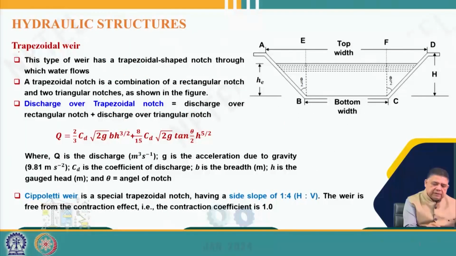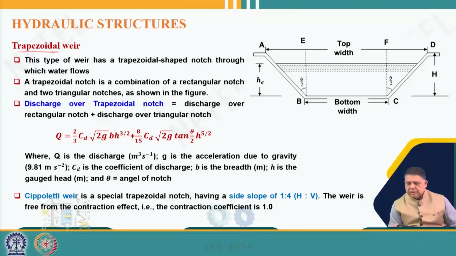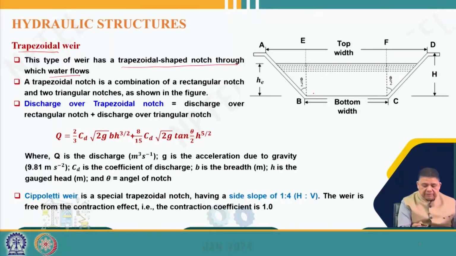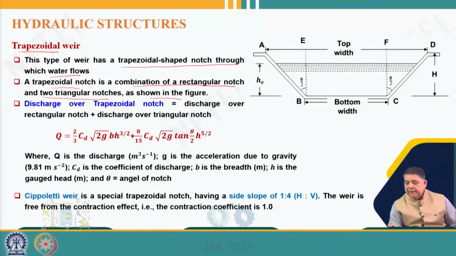Then the third type is trapezoidal weir. The third shape which we use is the trapezoidal weir, and it has a trapezoidal shaped notch through which water flows. The rest of the things remain same, only the thin plate which was rectangular or triangular is now trapezoidal. As you can see, it is a combination of a rectangular notch and two half triangular notches. This portion gives us a rectangular notch, and then here to here, here to here, we have half triangles. So, combined together we have a triangle.